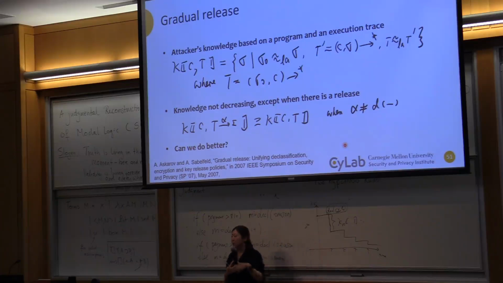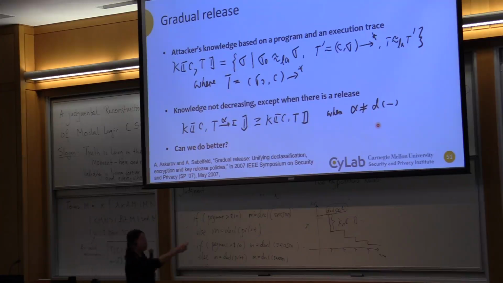Now we can actually constrain this further. Here in this definition, I didn't say anything about this declassification. I can also add one more case saying, if the alpha is declassification, I want to bound it by this release knowledge. So if you're interested, there are a few more papers. You can find this out.